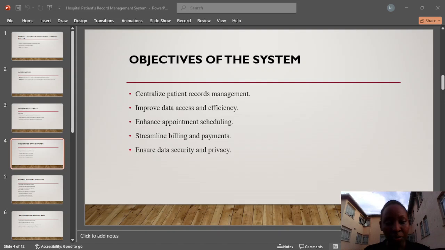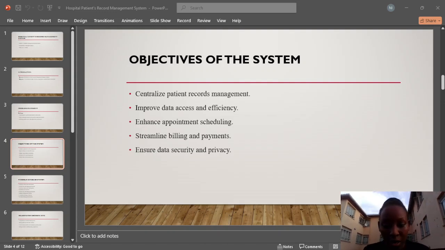Another one is improved data access. This helps to provide healthcare providers like doctors and nurses with quick, easy access to patients' data, improving decision making and reducing wait times during patient care. Another one is enhanced appointment scheduling. It helps to create an integrated appointment scheduling system that allows for real-time booking and cancellations, ensuring efficient patient flow and minimizing scheduling conflicts.